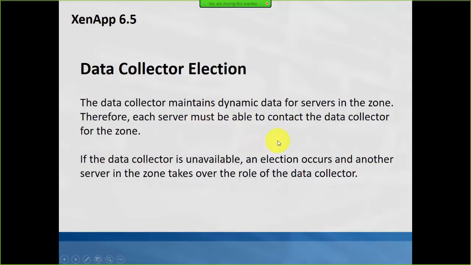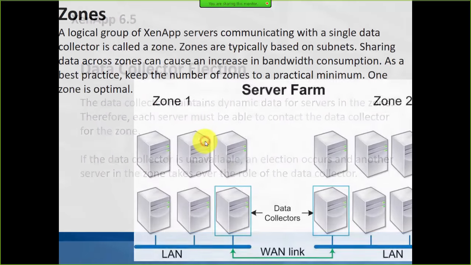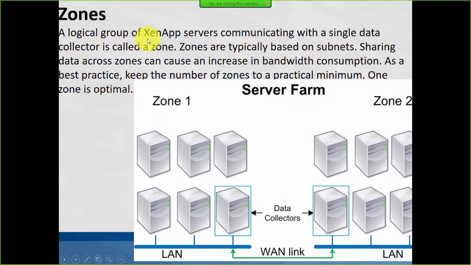If the server holding the data collector role goes down, then the elections take over and some other server is given the data collector role. Then there are zones. A logical group of XenApp servers communicating with a single data collector is called a zone. So a group of servers having at least one data collector is called a zone. Zones are typically based on subnets.